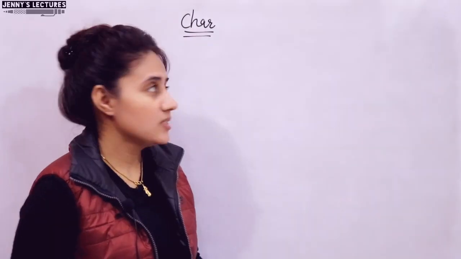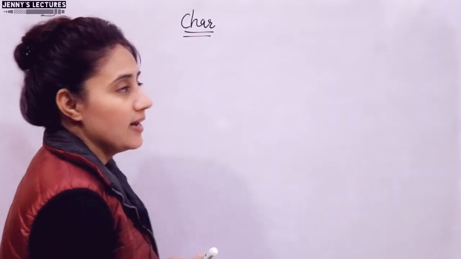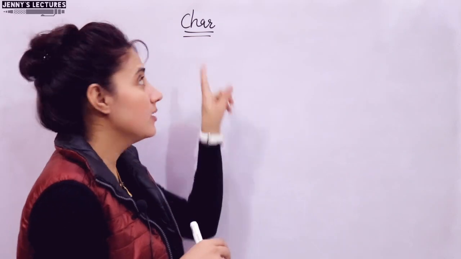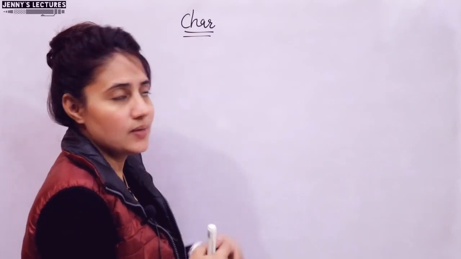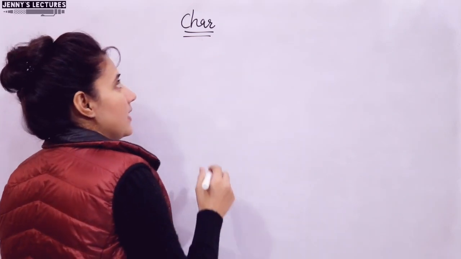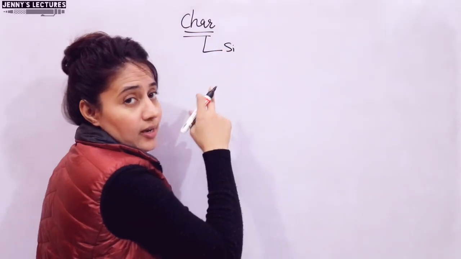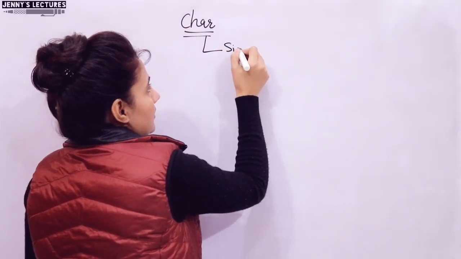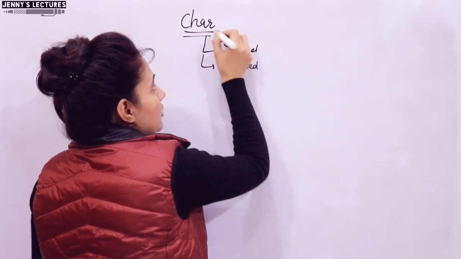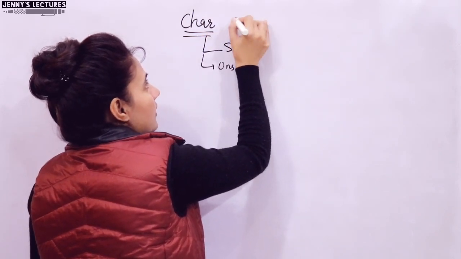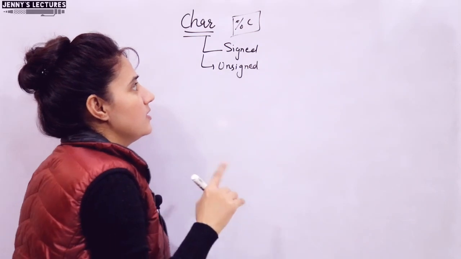So now let us discuss this char data type. Char means character. We represent it with char. This is the keyword in C to represent the character data type. We have modifiers here, signed and unsigned. And the format specifier to print a char is %c.